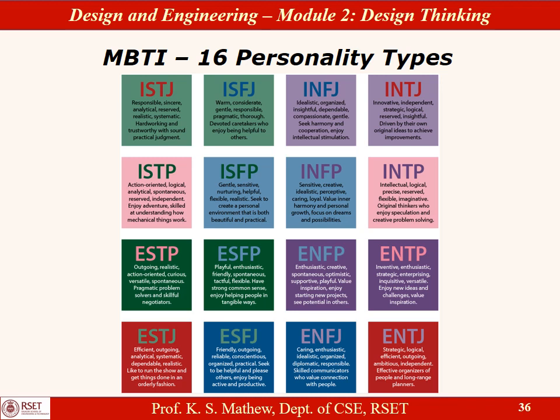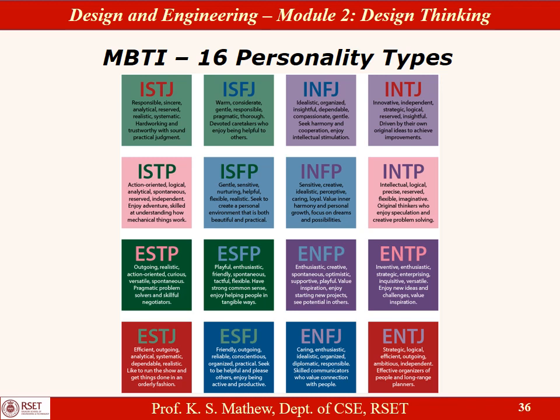So each letter, first letter is E or I, second letter is S or N, third letter is T or F, fourth letter is J or P. Based on that, there will be 16 combinations. So ISTJ, ISFJ, INFJ, like that. So the description of that type of personality is also given in the boxes.